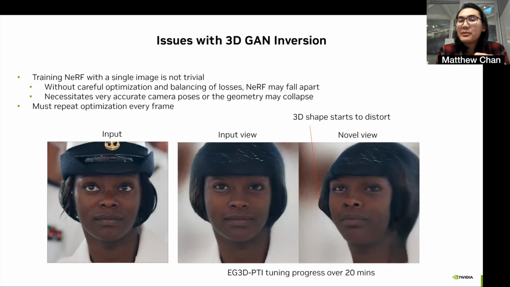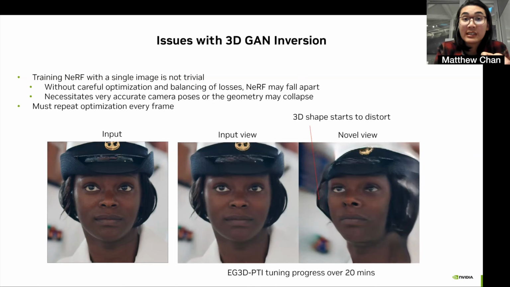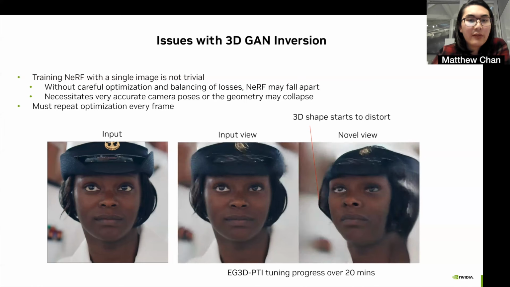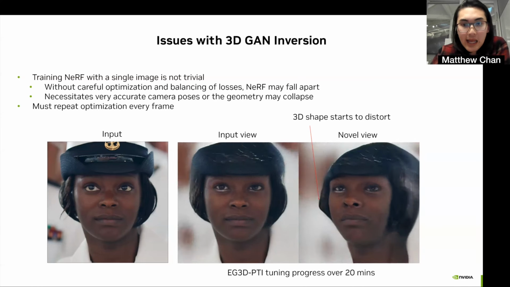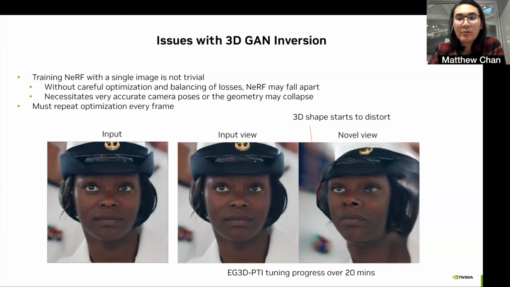Additionally, and possibly the more motivationally interesting caveat here for us, is that such an iterative process is exceedingly expensive. If we were to run this on a video, the time lapse that I'm showing on this screen here is a tuning progress to match the person on the left that takes place over 20 minutes. And if we were to run this on a video, we need to repeat this every single frame, which would be extraordinarily slow and certainly would not match our real-time requirements.